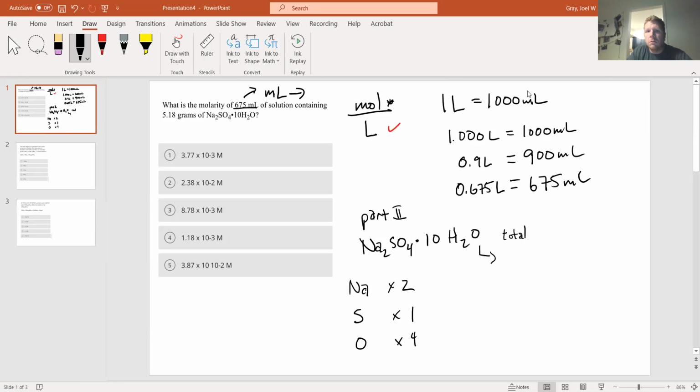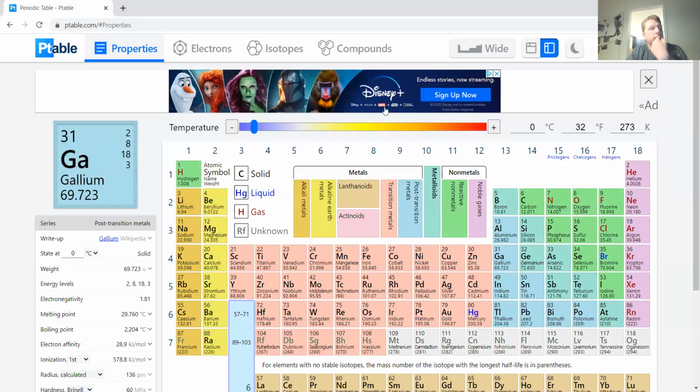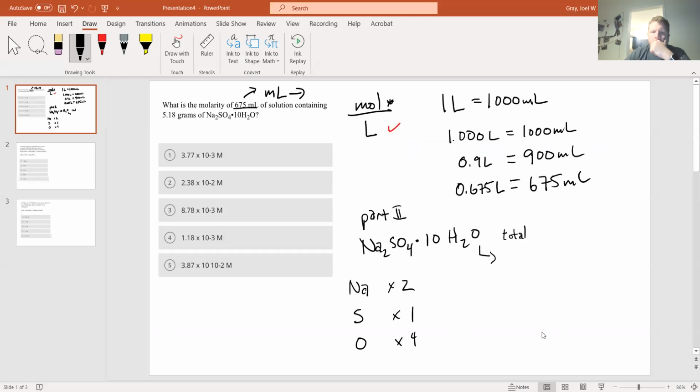And I know this by looking at the periodic table. This is ptable.com. Oxygen is approximately 16 grams per mole. So oxygen is 16, so 16 times 4 equals 64. But I also know that oxygen is 16 up here, and I know that hydrogen is 1. There's 2 of them, 1 gram each, so 2. So water, each mole of water, is 18 grams per mole.